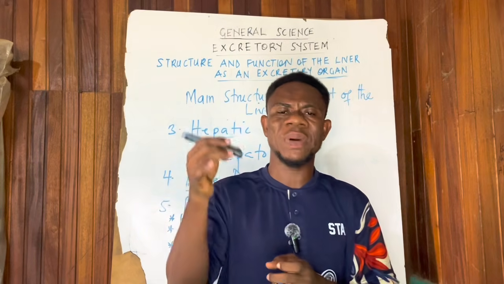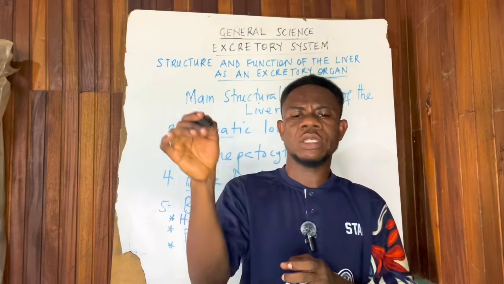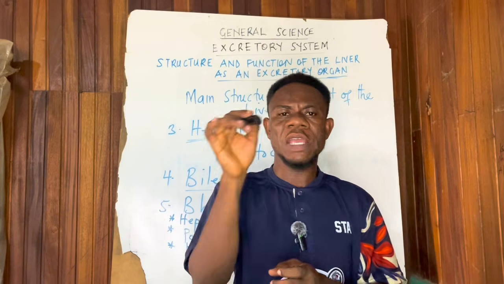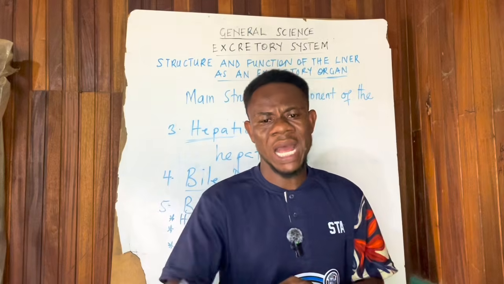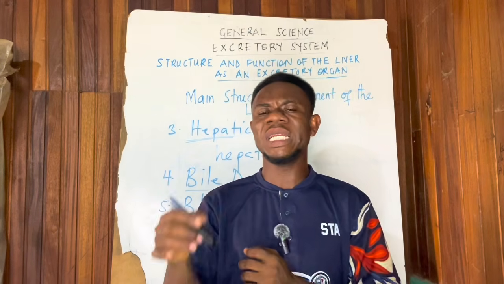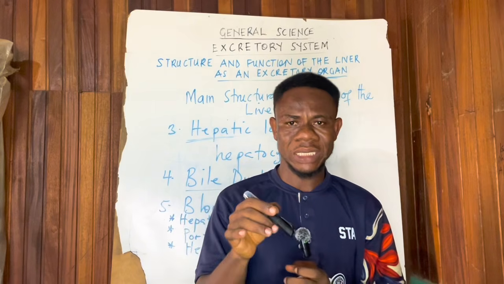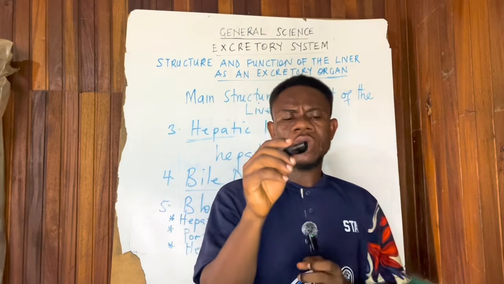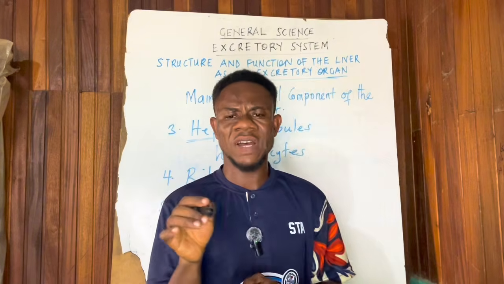We also have the hepatic vein. The hepatic vein carries processed blood away from the liver. And this type of blood is the deoxygenated blood. Let's talk about the sixth one, which is the liver capsule.